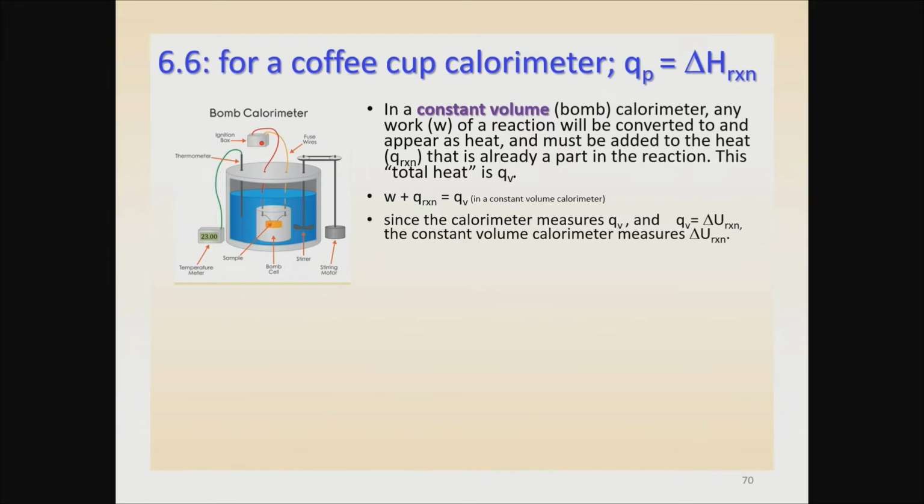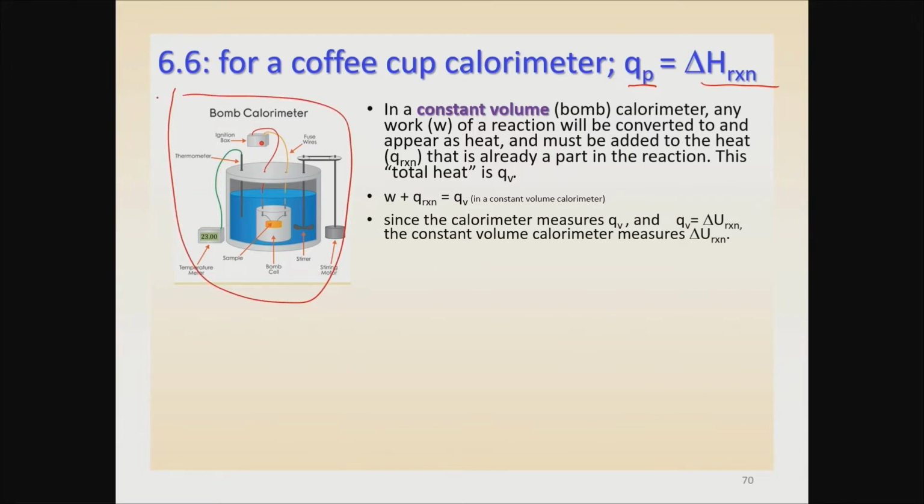Okay, so one thing that's really important to know is that when you are doing experiments in a constant pressure coffee cup calorimeter and you figure out what the heat of the reaction is, which is QP, this is going to be exactly the same value as the enthalpy change of the reaction and not the internal energy change of the reaction. So to explain this a little bit more, let's just step back and think about what a constant volume calorimeter did. So here we have on the left a constant volume calorimeter.